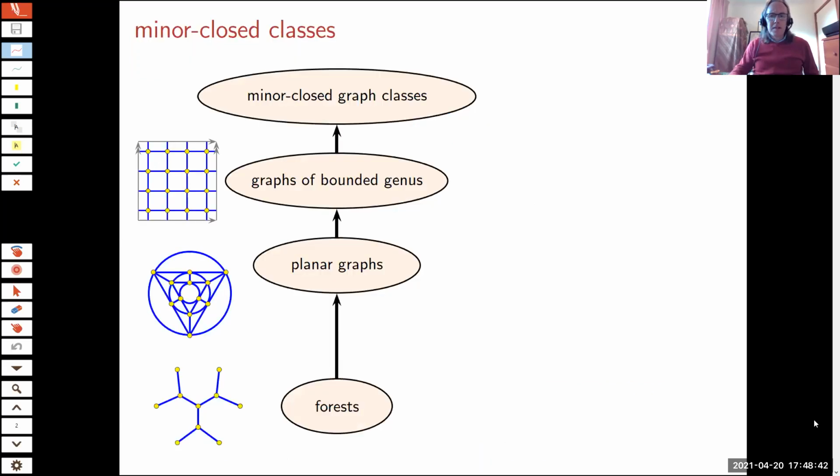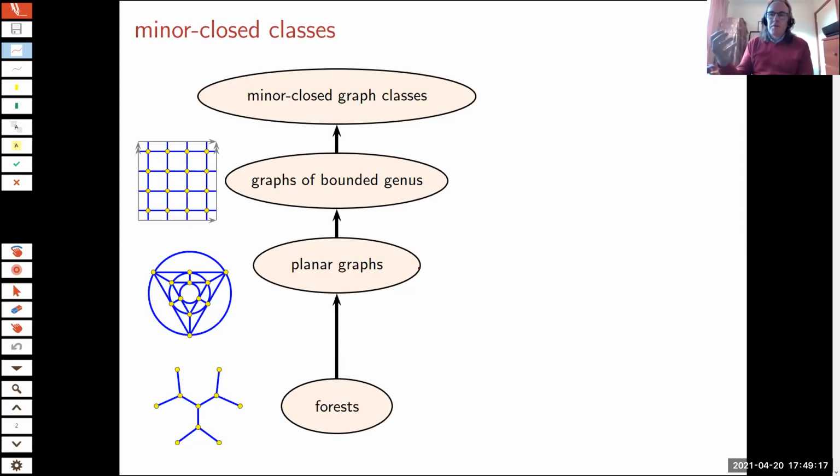So first of all, let me set the scene with a little bit of background on graph structure theory. Here's a picture of what graph structure theory looks like. In this picture, these graph classes are shown, and the black arrows indicate containment. At the bottom of the picture, we have forests, which are probably the simplest minor closed class. Then they are a subset of planar graphs, and planar graphs are graphs that can be drawn in the plane without crossings. These are special cases of graphs of bounded genus.